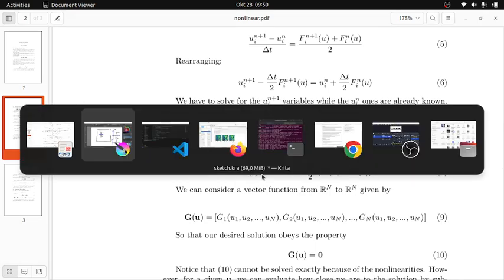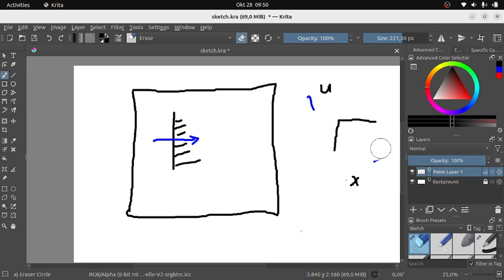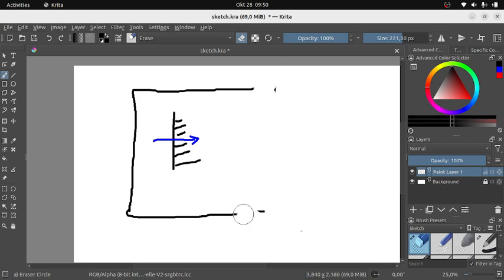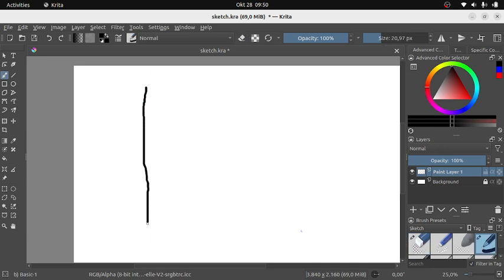The reason that we do this, if we go back to our board, is that the idea behind the Newton method is that we can write our implicit equation in terms of a function for which we want to find the root. So we would have something like this.